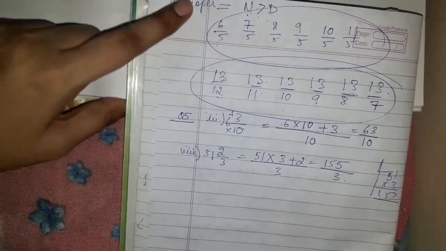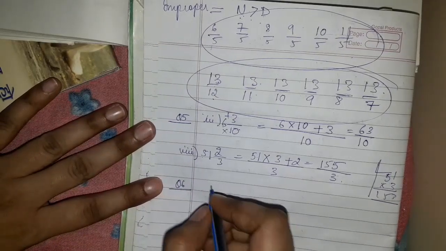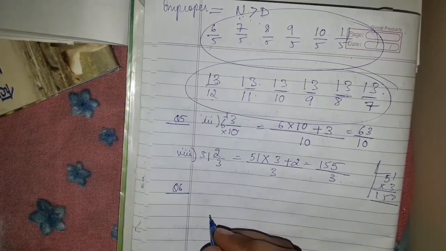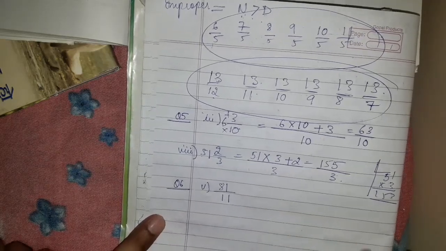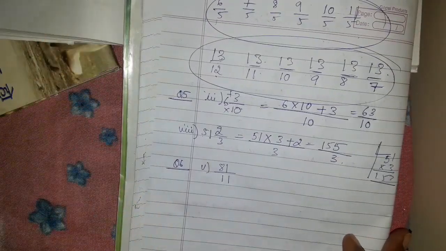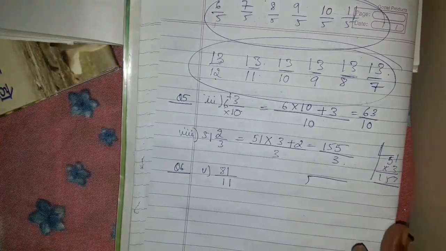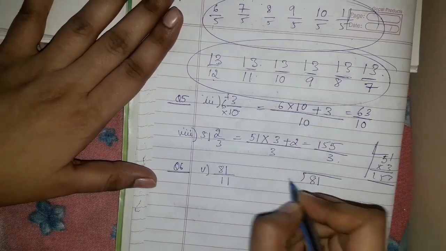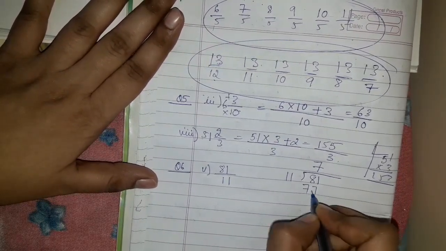Is it clear? Question number 6, convert them into mixed fractions. Okay, 9, I have to convert them into mixed fractions. So let's take the example, this 81 upon 11. Conversion is possible only when you can divide. When you divide, the conversion is possible. 81 by 11. 81 doesn't go, but 11 goes how many times? 7 times. 77 will come.